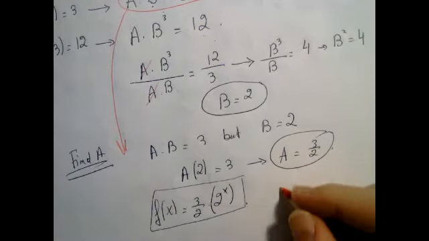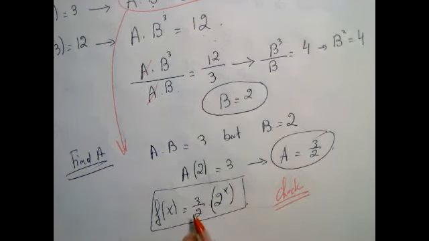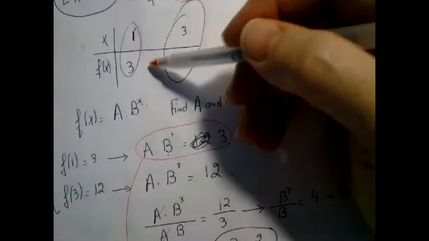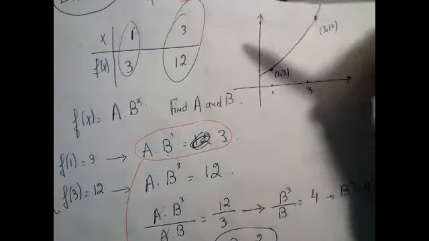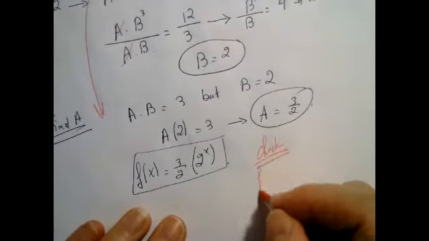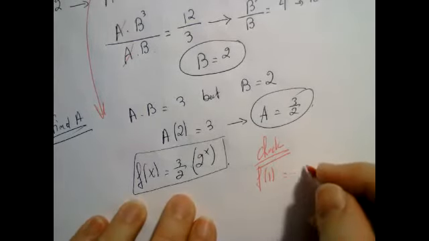And now I check. What do I mean by I check? It means I ask myself, this is the formula, which is exponential. It's A times B to the x. Does this formula take 1 to 3 and 3 to 12? If it doesn't, I'm doing something not correct. So that's how I'm checking. Okay, so I'm going to evaluate it at 1, and I should get 3. Okay, let's see what I get here.